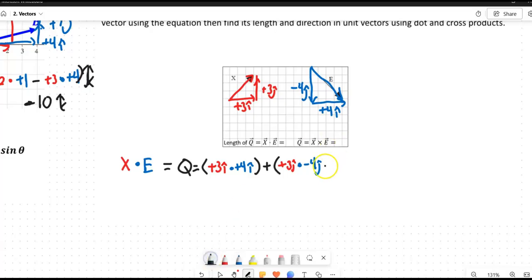And you do need the negative and positive. That does matter. So Q is going to be equal to 12 plus negative 12. So this is going to end up being 0. Okay.